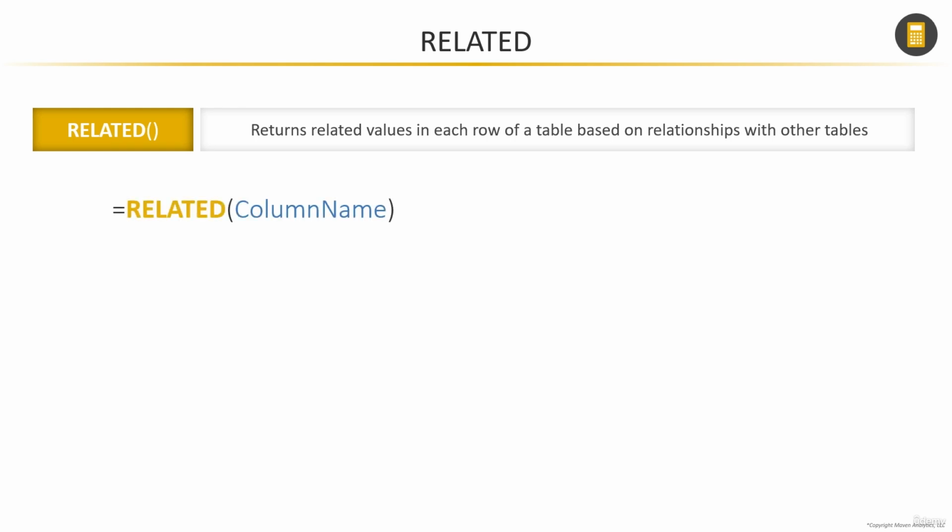So syntax-wise, it's as simple as it gets. You literally just point RELATED to a column in another table, right? And this is basically defining the values that you want to retrieve. So this could be something like a product name or retail price or a country column, whatever it might be, as long as there's a valid relationship that exists between those two tables, right? A valid one-to-many relationship, you're good to go.